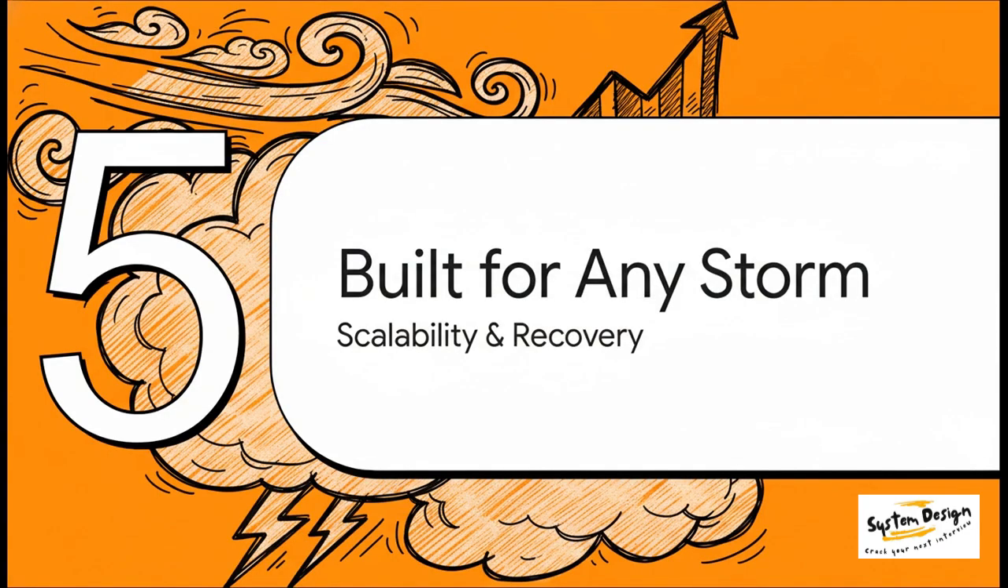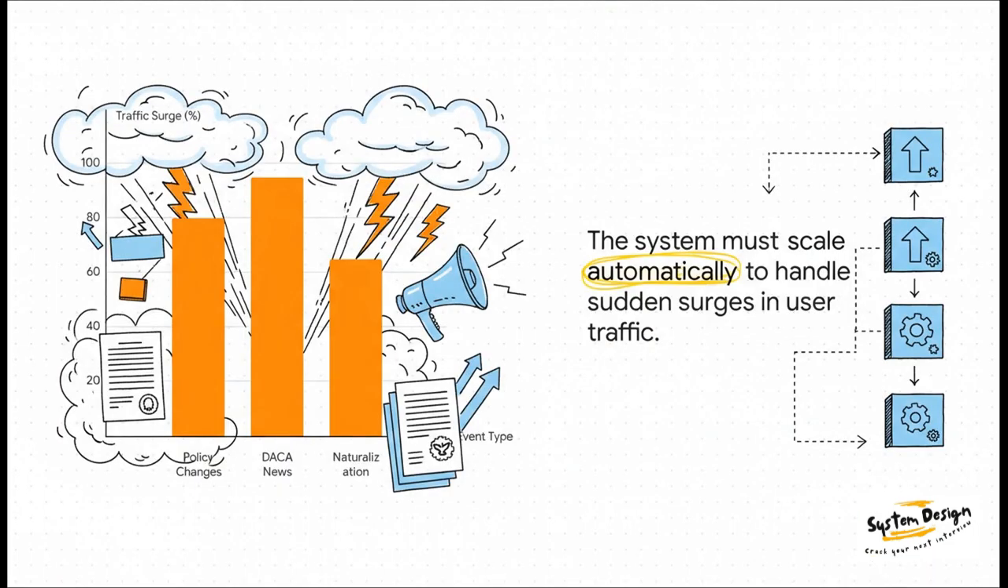Let's face it, the world is unpredictable. A policy can change in an instant, a global crisis can pop up, and this system has to be able to handle these massive, sudden surges in applications without even breaking a sweat. It has to be built for any storm. And these storms are very, very real.